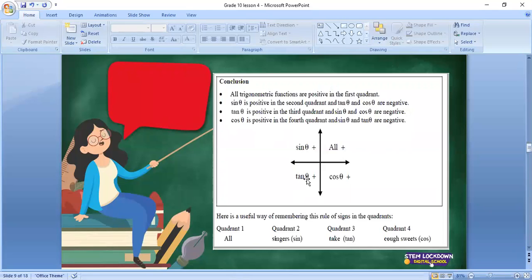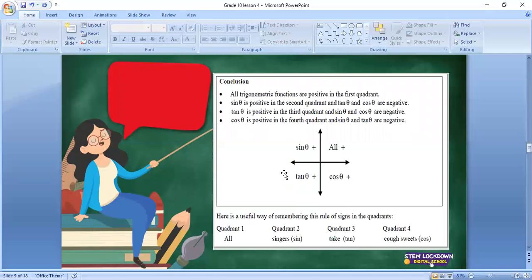Take refers to what? Tan. In the third quadrant, only tan is positive. And then for the last one, curve suite. The curve indicates what? The cos, which means only cos of the angle is positive. So that's just a simple way of knowing them. If you get any angle between 270 and 360, only the cos of such angle will be positive, the sine and the tan will be negative.